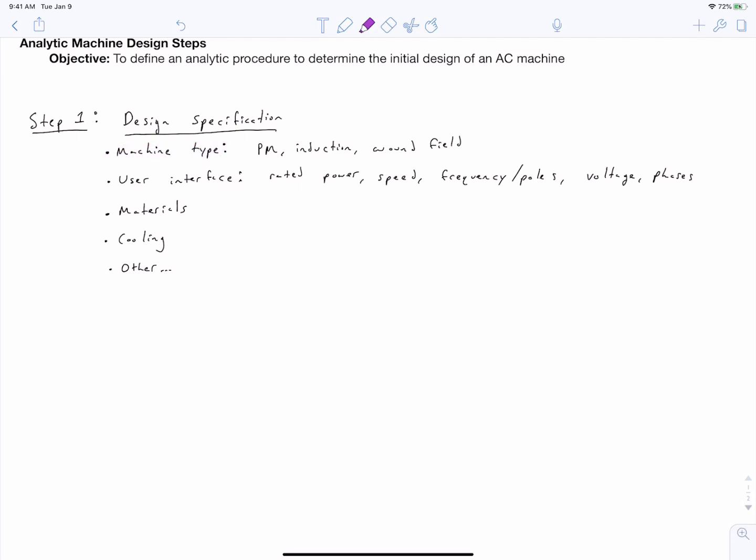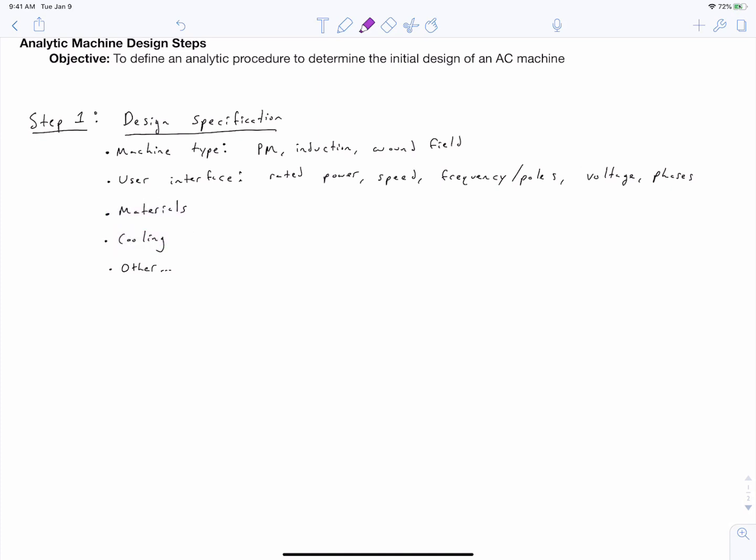So we first have to determine the type of machine that we're designing. And then we need to determine what I've labeled as user interface parameters. And those are the ratings of the machine: the power, the speed, the frequency or the number of poles we want our machine to have, what the voltage rating of the machine should be, how many phases it should have. And we need to determine, of course, what materials we're going to use, how we're going to cool it.